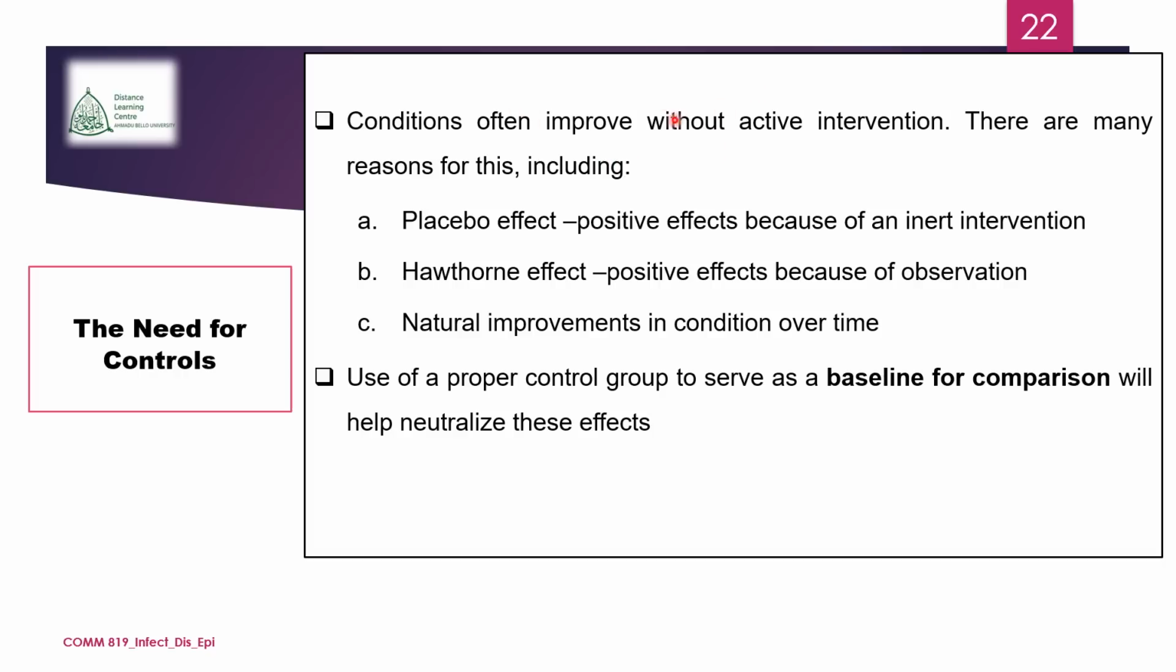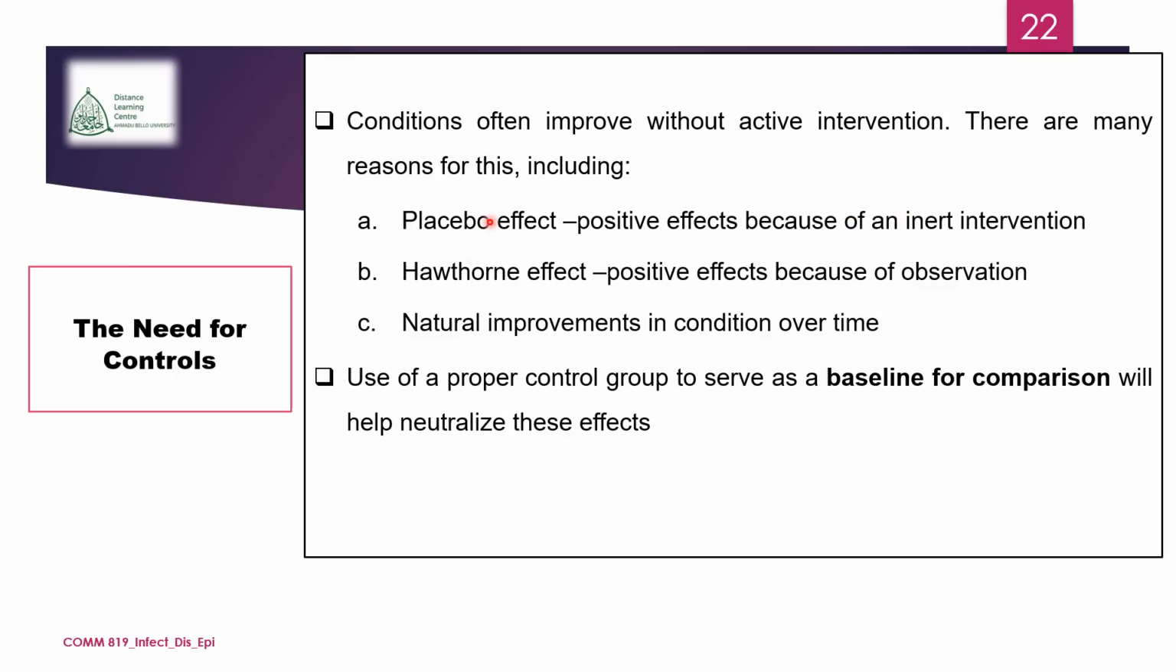And this is because of certain reasons. One of such reasons is the placebo effect. Here, you have a positive effect because of an innate intervention. A placebo is just an intervention that is devoid of an active ingredient. So sometimes you give a control group a placebo and it turns back to normal. You understand? So to ascertain the effect of the drug or whatever intervention you're having, you need to compare with a control group that has a placebo.